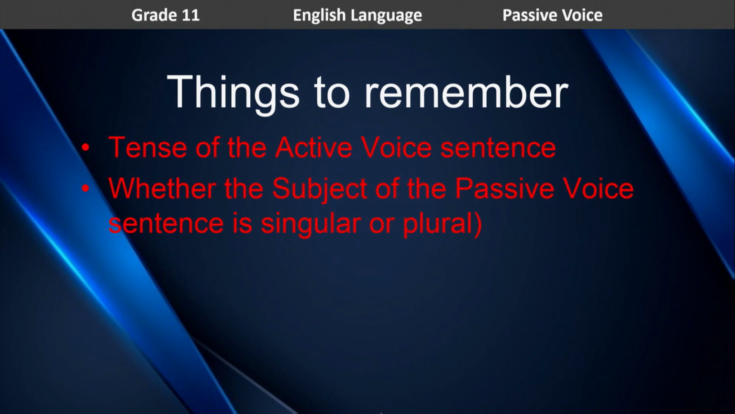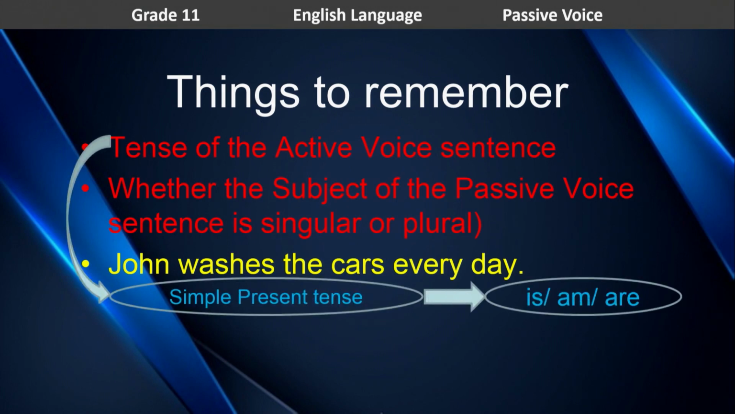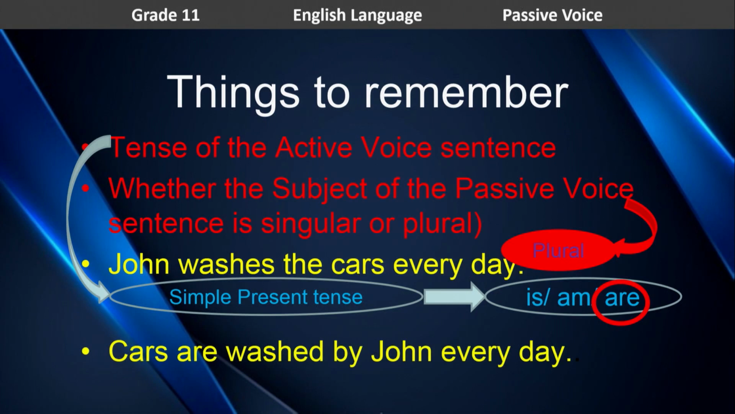Now, let us have a look at this one. John washes the cars every day. This is in the simple present tense. So, since it is in the simple present tense, we have is, am, are. But remember, the cars has to be the subject of the passive voice sentence. It is a plural noun. So, you have to use are. So, the sentence should be written as: Cars are washed by John every day.